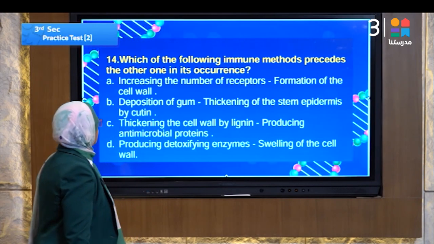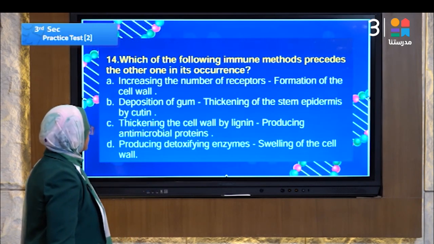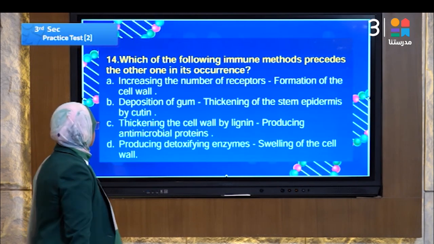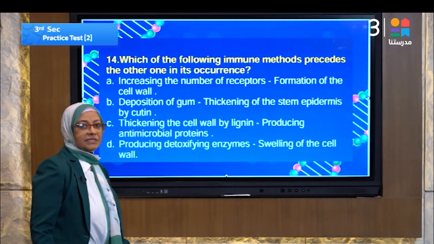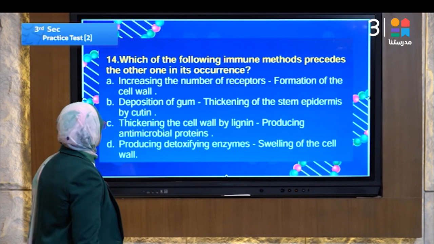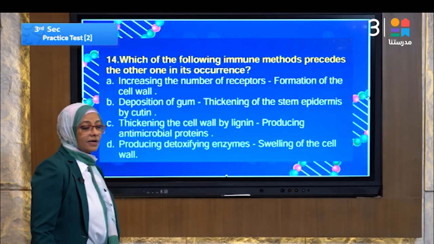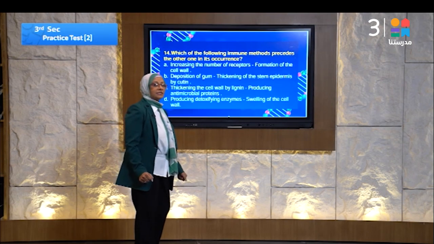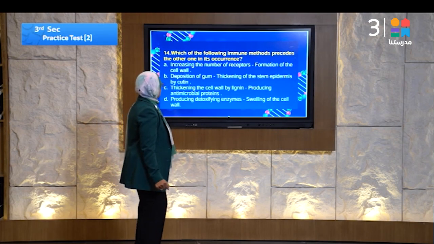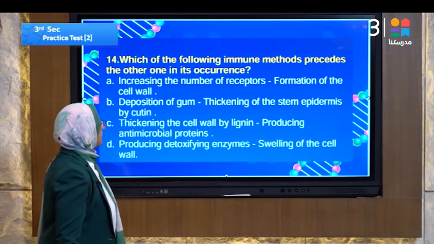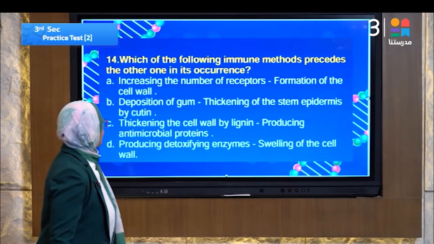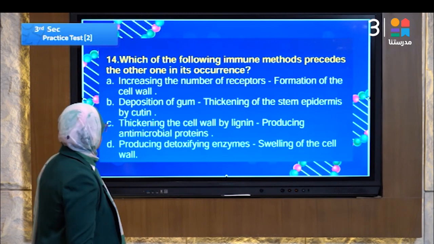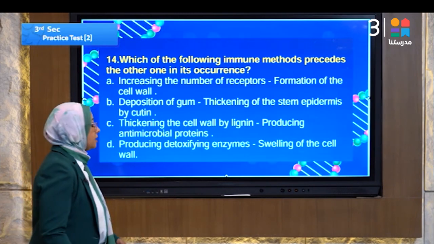Number B, deposition of gum, and thickening of the stem epidermis by keratin. Which of them is preceding the other? The first one is deposition of gum. Deposition of gum happens when there is an infection in the cell wall. So it's not preceding the thickening of the stem epidermis by keratin. The thickening of the stem epidermis by keratin comes first.